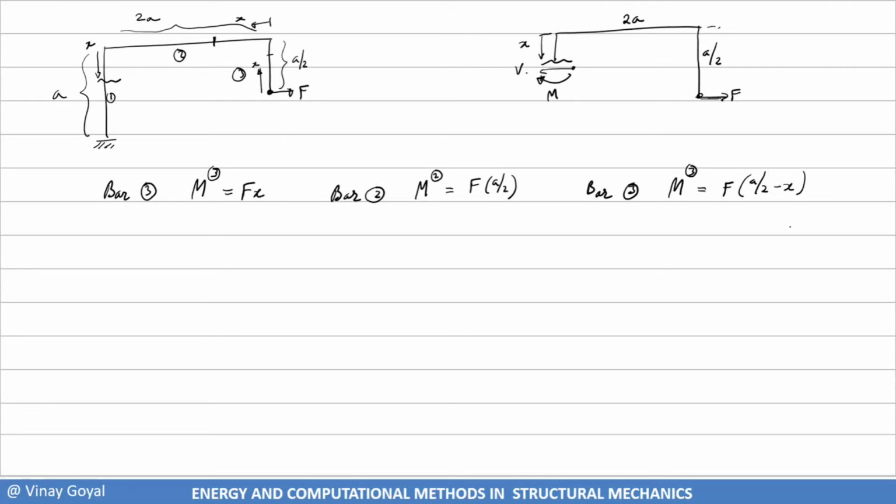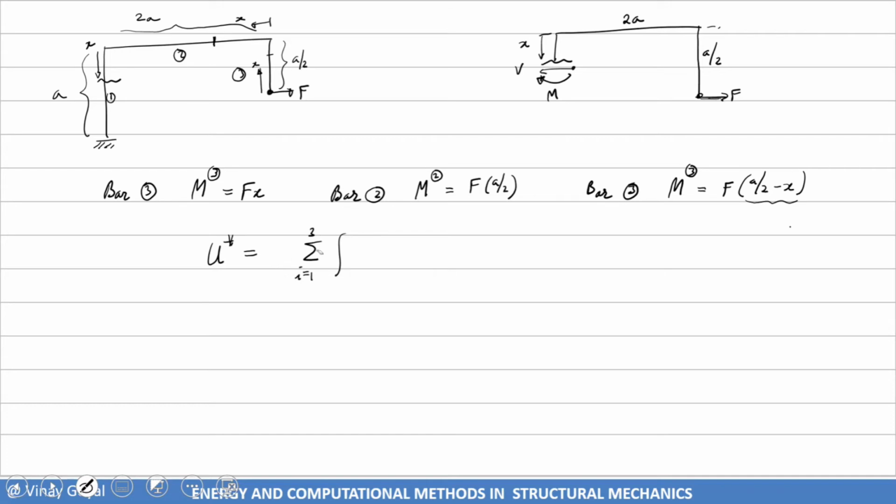So yes, you're right. That is A/2 minus X. That's correct. That's the moment due to that force F. And so now all you have to do is U star equals the summation from i equals 1 to 3, and you have all three of the energies.